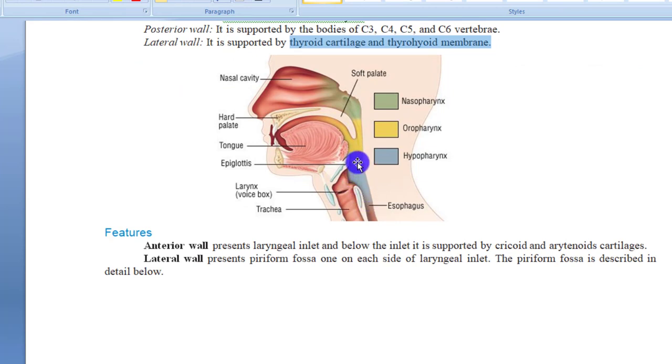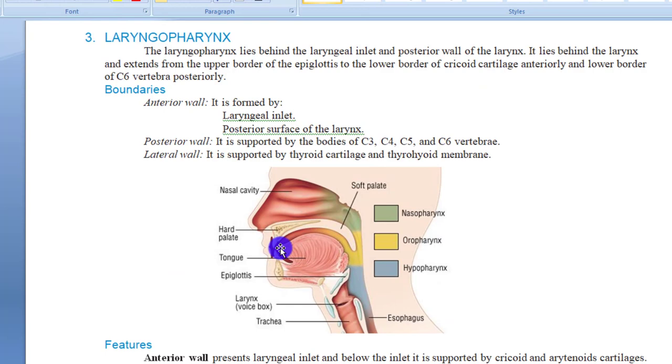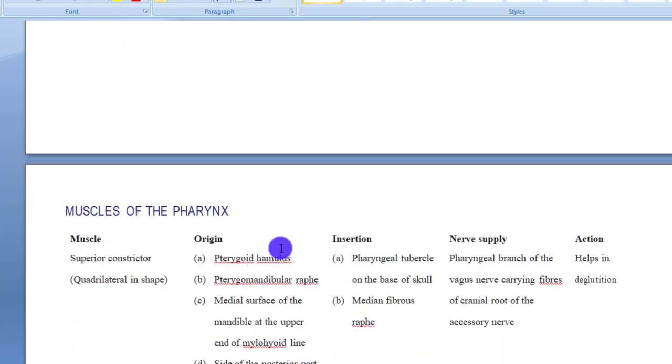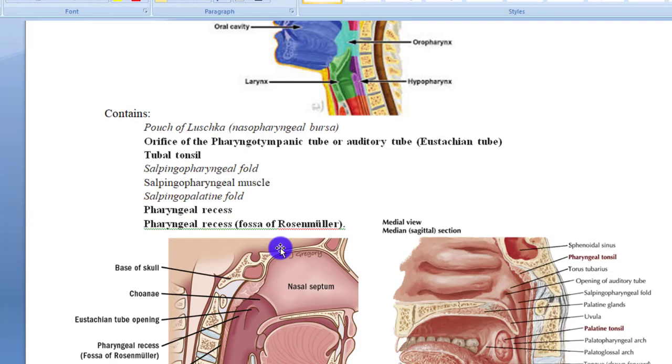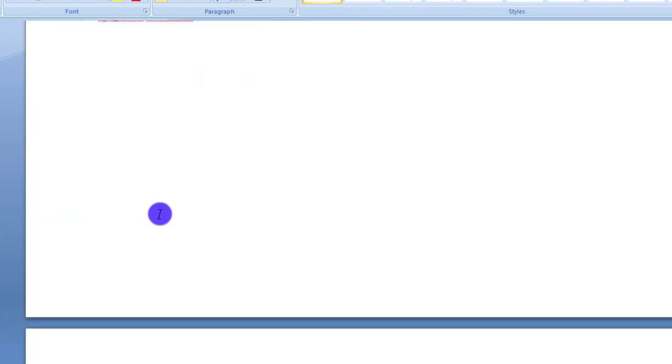Then this part you can see is the laryngopharynx. It is also called the hypopharynx, right? Hypo means lower. What are the features? The anterior wall presents the laryngeal inlet, and below the inlet it is supported by the cricoid and arytenoid cartilages. These are the cartilages which we will discuss in the anatomy of the larynx itself. The lateral walls present the piriform fossa on each side of the laryngeal inlet. So these are the features of the anterior wall and of the lateral walls of the laryngopharynx, right friends? These were the subdivisions of the pharynx: the nasopharynx, the oropharynx and the laryngopharynx.